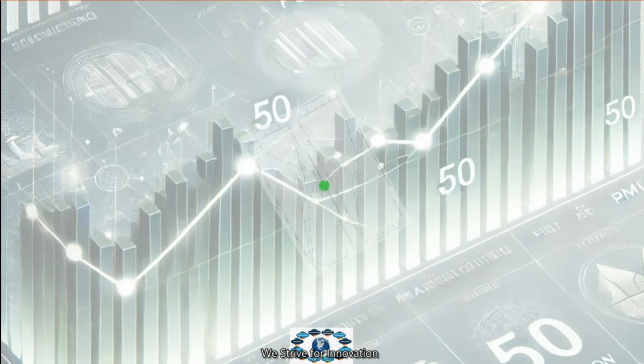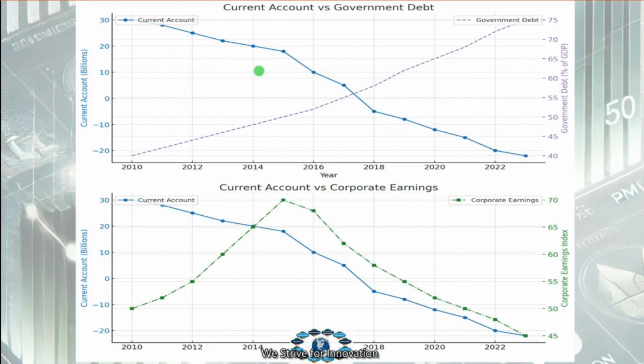And let's look at this other chart also, current account versus government debt. As you can see, as the current account goes down, of course the debt goes up. And then current account versus corporate earnings. This way you can visualize what's going on, and it's straightforward, so it's easy to understand.